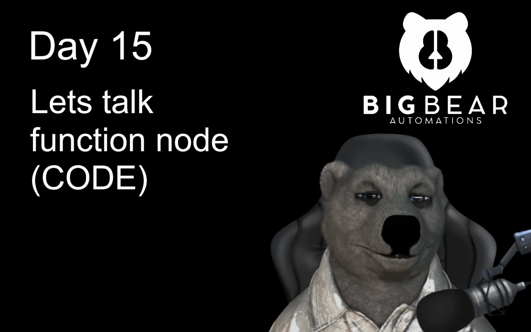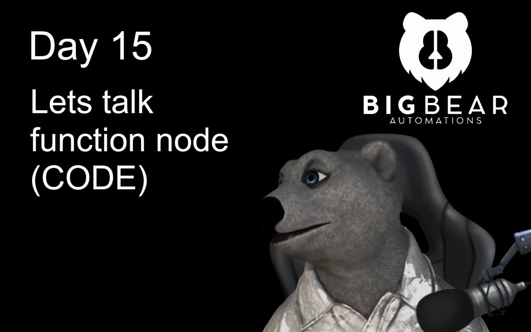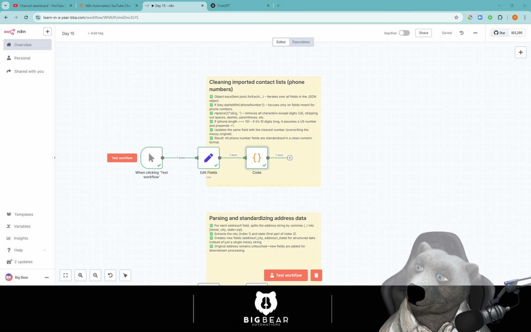So first, let's understand a little bit about when's a good time to use a set node and when there's a good time to use a function node. The set node is just for simple field mapping, basic string manipulation, straightforward data extraction and static value assignment. So simple set node stuff that we've gone through, but quite simple, quite basic.